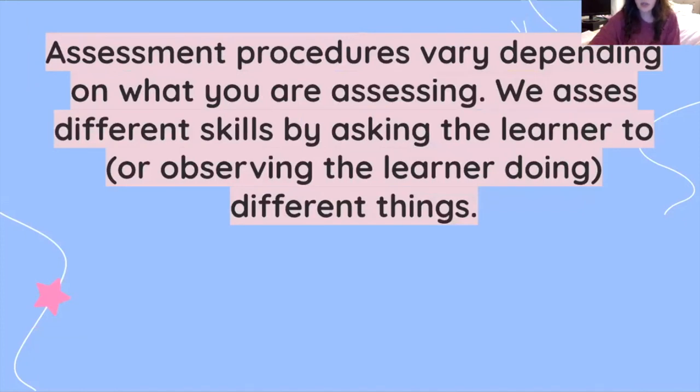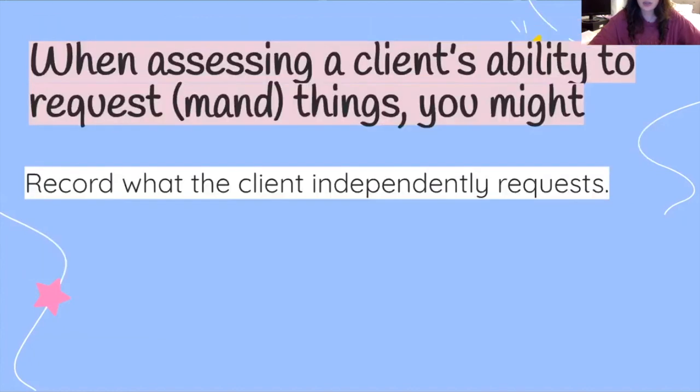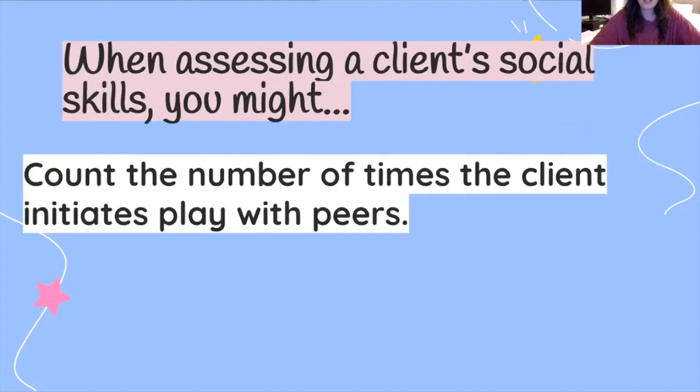So kind of breaking down the different skills you can assess is looking at and observing those client behaviors. What you can do is present that SD. Let's say you are assessing a client's ability to mand, manding being requesting an item. You're going to record the mands and the requests that that client is able to do independently. Second, when you are assessing social skills, you can do a frequency count of the number of times a client initiates independent play with their peers.